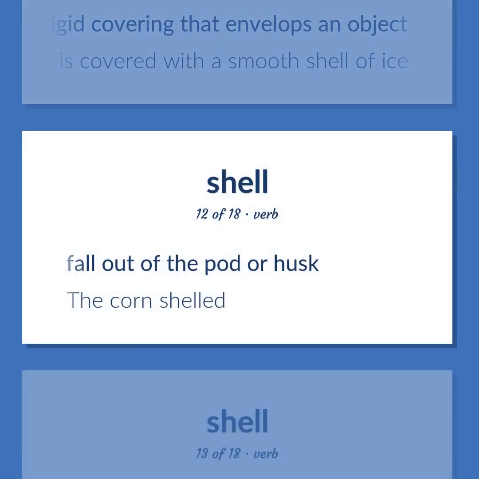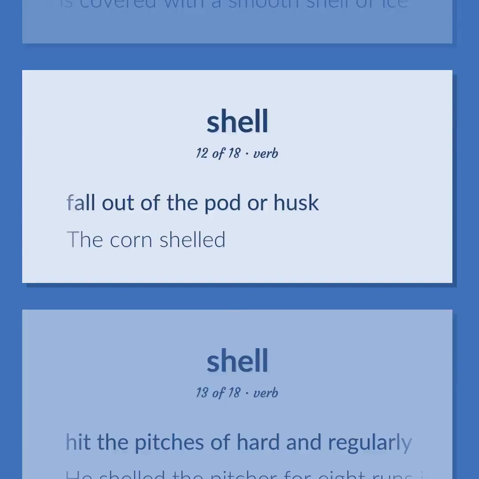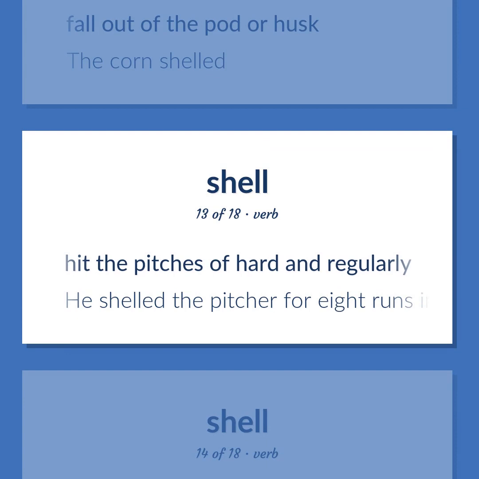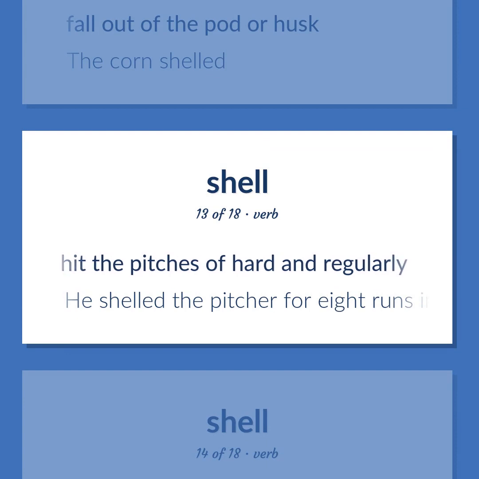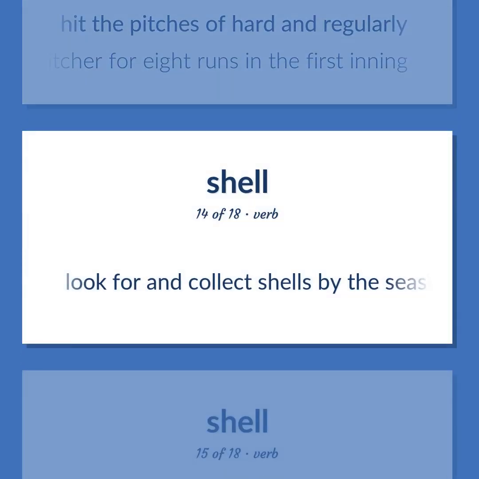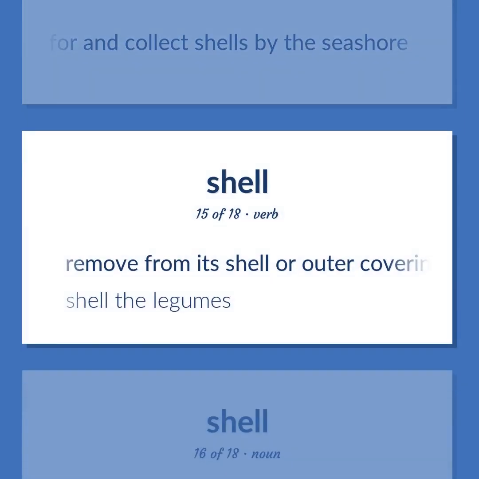Fall out of the pod or husk. The corn shell. Hit the pitches of hard and regularly. He shelled the pitcher for 8 runs in the first inning. Look for and collect shells by the seashore. Remove from its shell or outer covering. Shell the legumes.